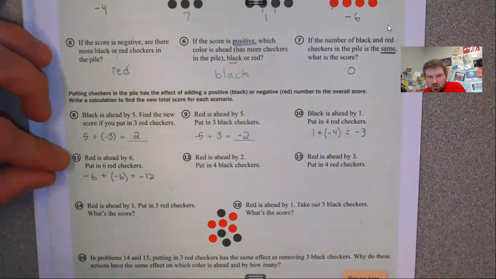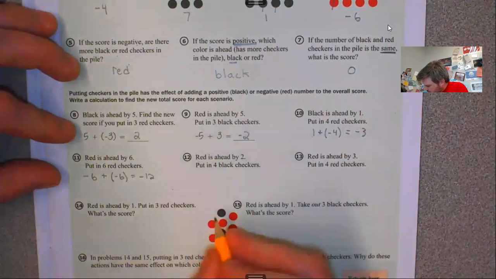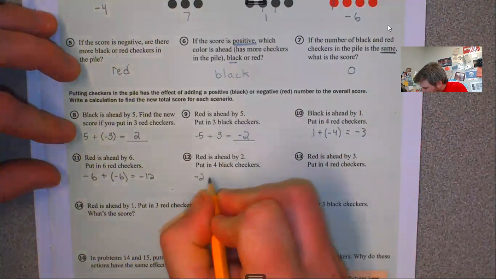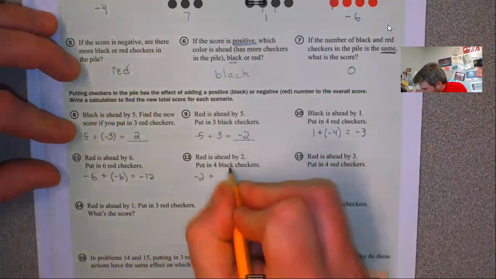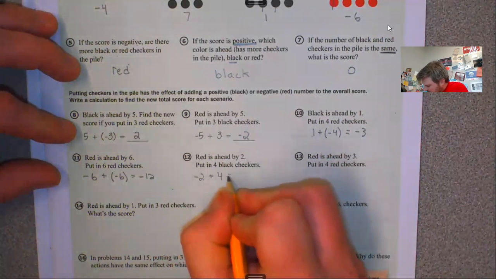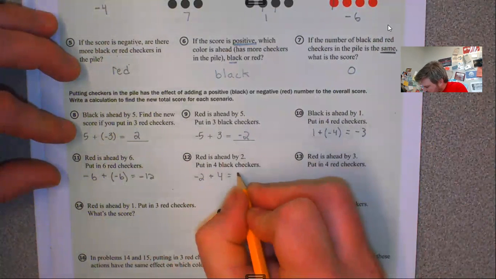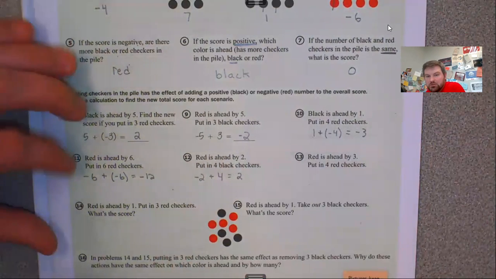Red is ahead by 2, so -2, and we're going to add to it or put in 4 black checkers. So -2 plus 4 is 2. So the total score there is 2.